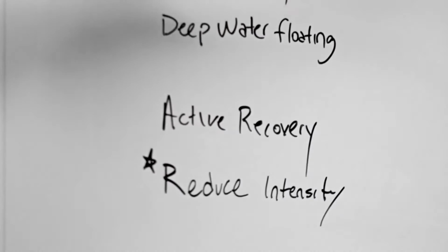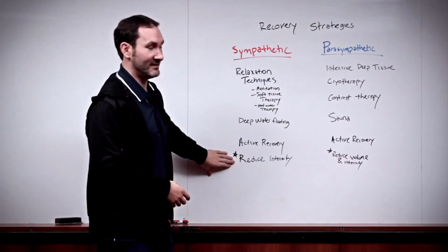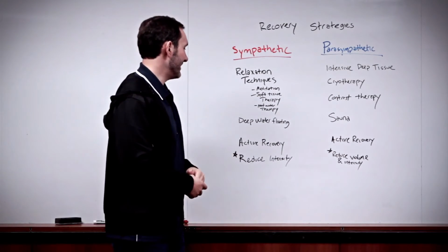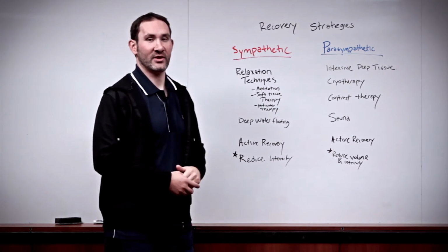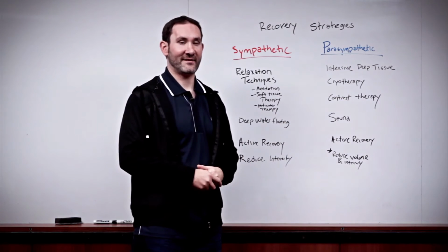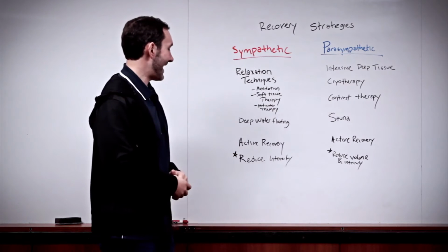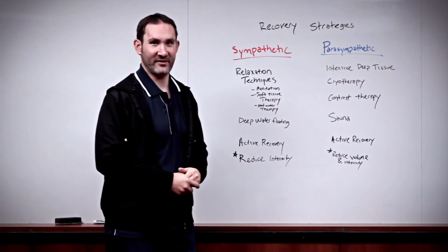We don't want to use stuff that's going to do the opposite. We really want to try and relax ourselves. We also want to eliminate stimulants. We want to make sure we get enough sleep. We want to reduce the intensity of the training, okay, because that's the primary sympathetic driver. We can use stuff like deep water floating, which helps the lymphatic system and helps relax as well. And then we can do some active recovery strategies provided that the intensity is pretty low.